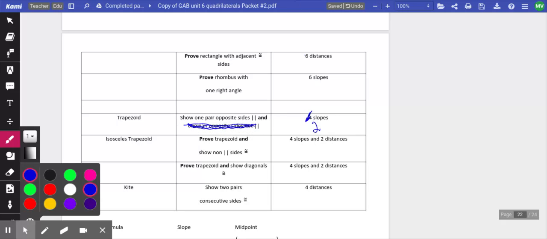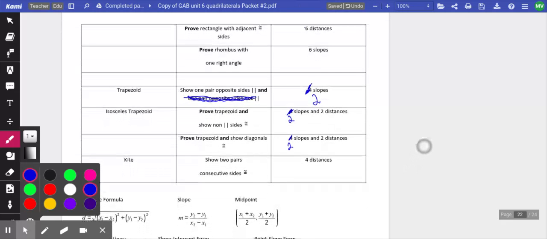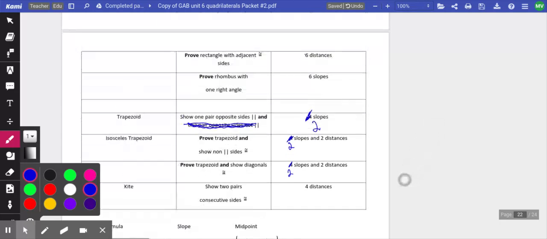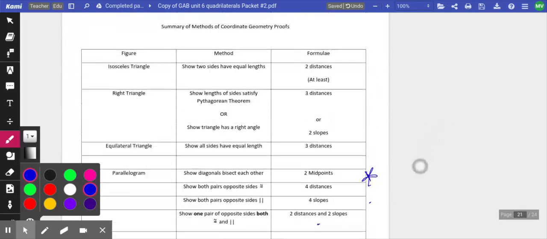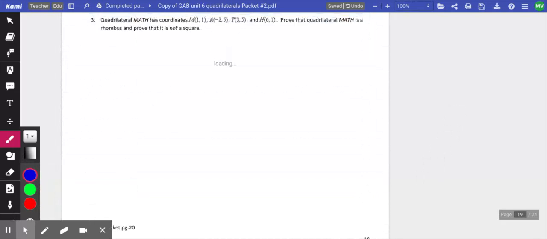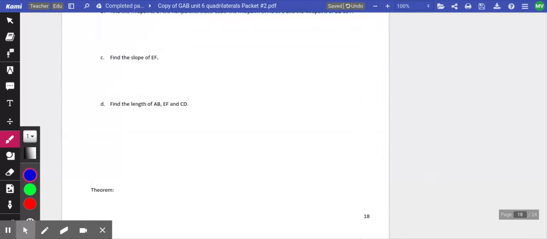Isosceles trapezoid, I need to show it's a trapezoid and that the non-parallel sides are congruent. So that's two slopes and two distances. Or prove that it's a trapezoid and the diagonals are congruent. So that would be two slopes and two distances, but the other two. Kite, I need to show two pairs of consecutive congruent sides. So that's four distances. So that's how I can prove things. You have this chart. I just wanted to outline it for you. And now we're going to go up here to today's examples.